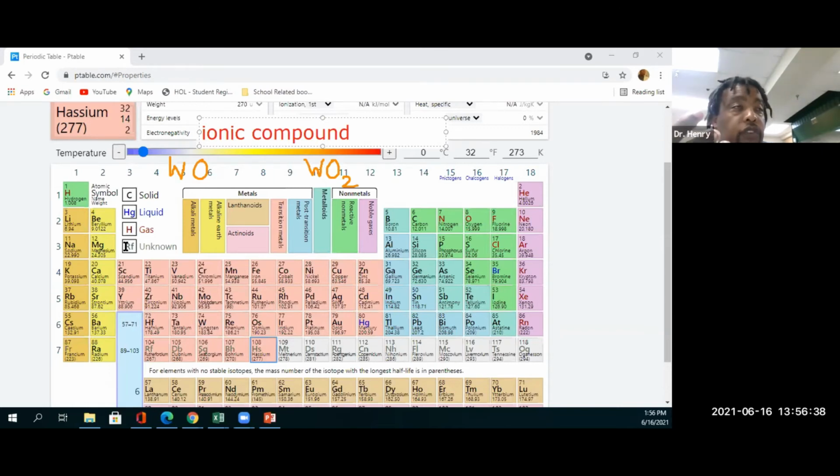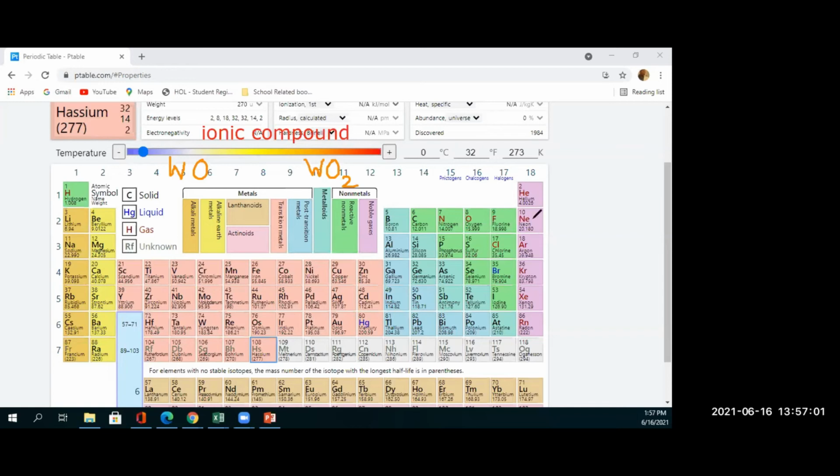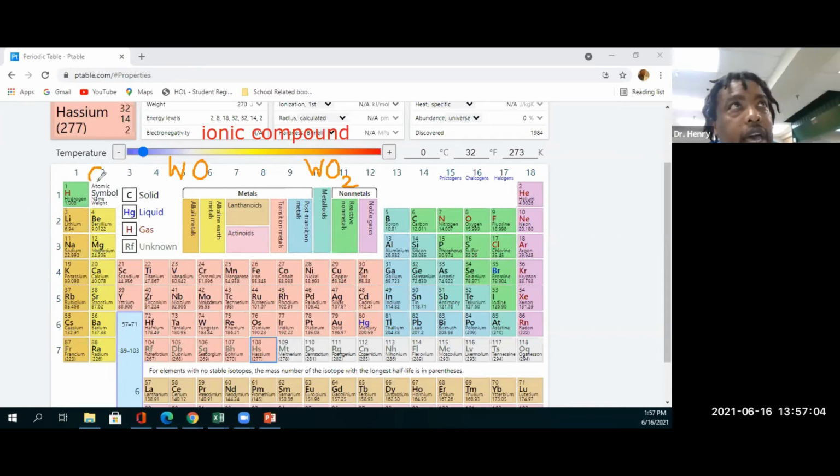and a non-metal together. So how many electrons is oxygen going to take? How far is it from being a noble gas? Two. It's two. 1, 2, right? So oxygen is going to have a -2 charge. Now, the metal has to balance out that charge on oxygen. So what would be the charge on tungsten?